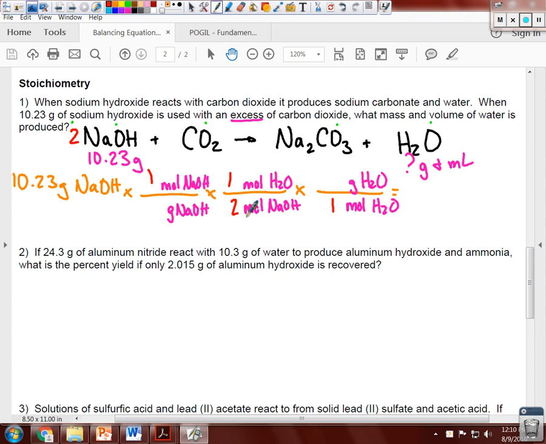I only asked you guys to memorize one mass of a compound, and that was water. What is the correct mass of water? 18.02. That's the only mass of compound that I'm asking you to memorize. Throughout this year, we will use carbon dioxide. We'll use sodium hydroxide. We'll use a few so many times that you'll eventually memorize those masses as well.